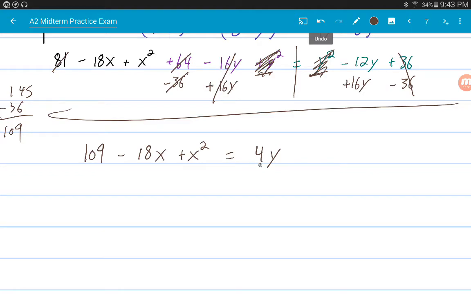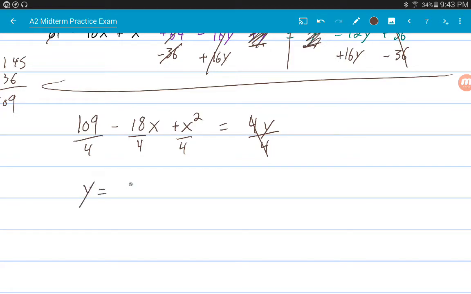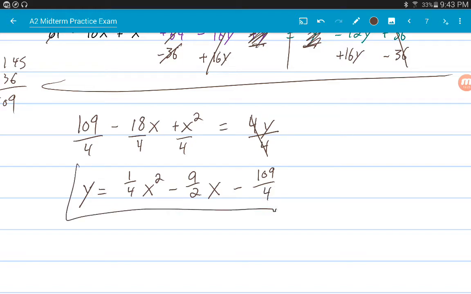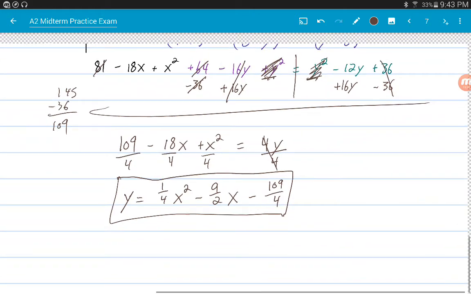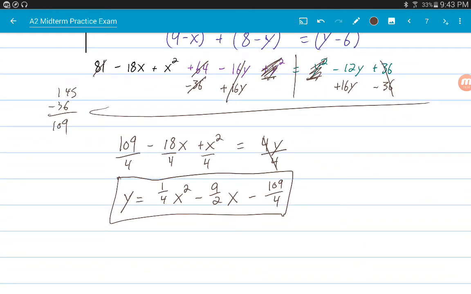Y is almost by itself. We're almost done. So divide by 4 on all the terms. And I can rewrite just a little simpler. Y is equal to 1/4 of x squared minus 9 over 2 x minus 109 over 4. And that's the equation of the parabola that fulfills those criteria. We have a whole lesson on that too, if you want to go through some of the old videos. It's called the definition of a parabola.